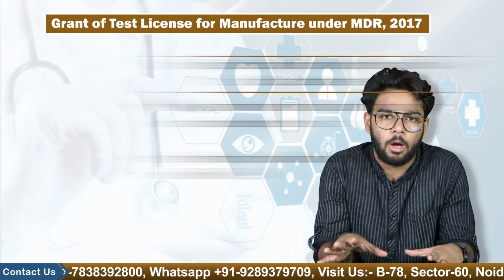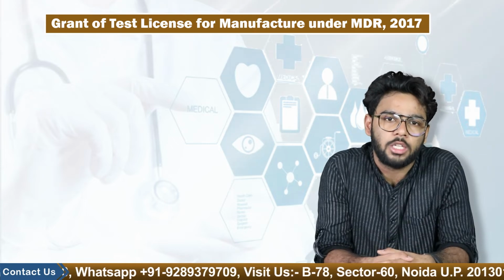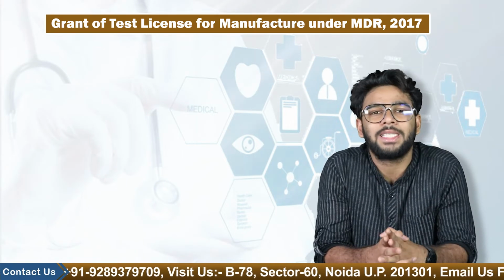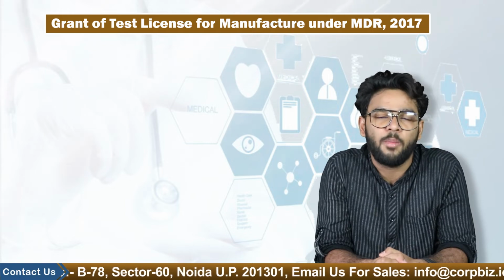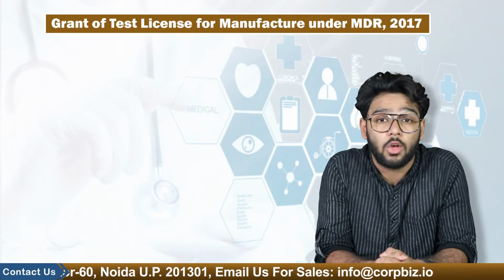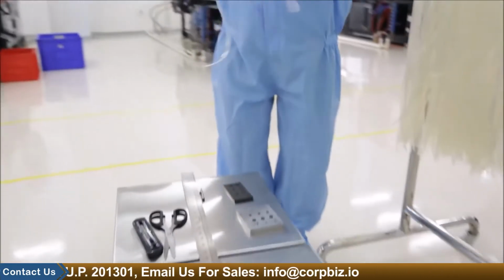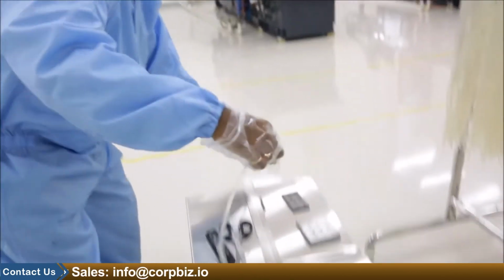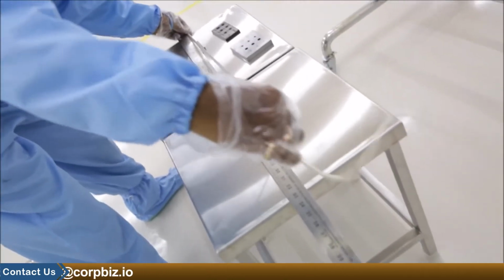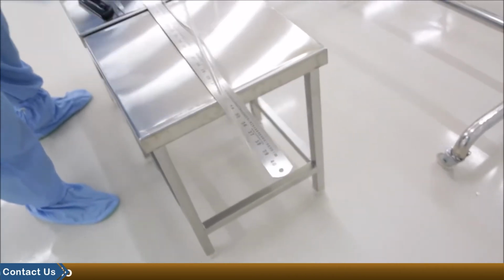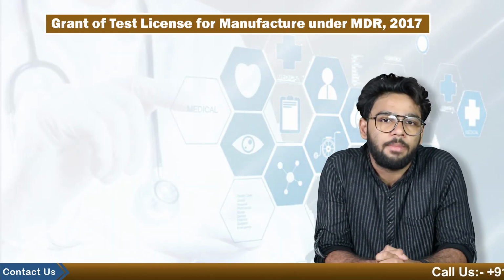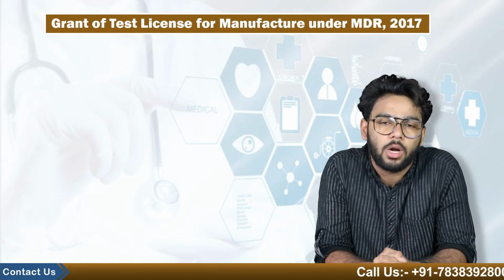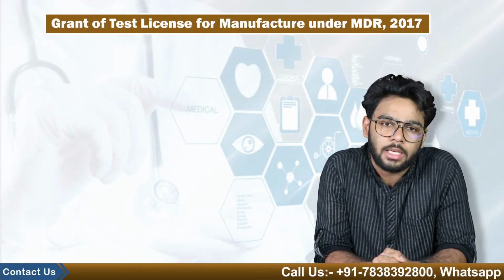After ensuring all of the rules and requirements are in accordance with the Medical Device Rules 2017, the CLA will grant a test license for manufacture in Form MD13. The CLA is also authorized to reject applications that do not meet the requirements. In such cases, the CLA must notify the applicant in writing of the reasons for the rejection within 30 days of the application's submission. The licensee must keep a record of the quantity of product manufactured under the test license.